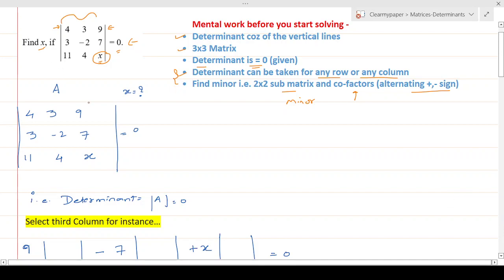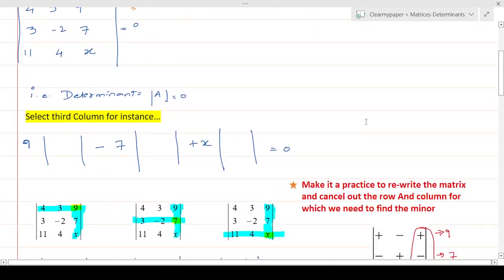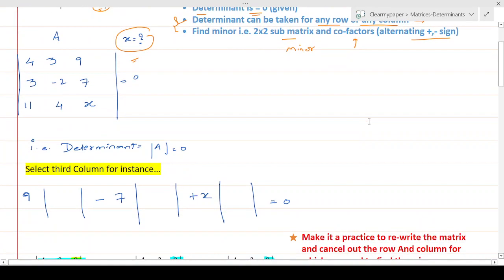I'm always going to rewrite the problem, and my goal is to find x, which I've written. There are 2 ways that I'm going to solve it, applying this particular principle to prove a point that whichever row or column you choose, the value of the determinant does not change. I'm going to demonstrate that in this video. To start with, we have taken this example as it is.